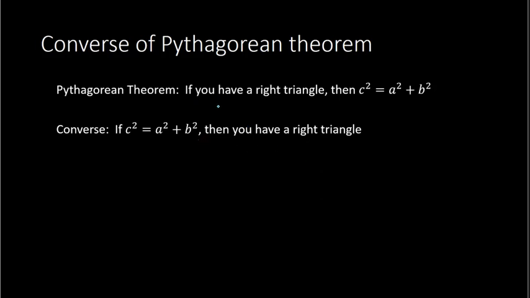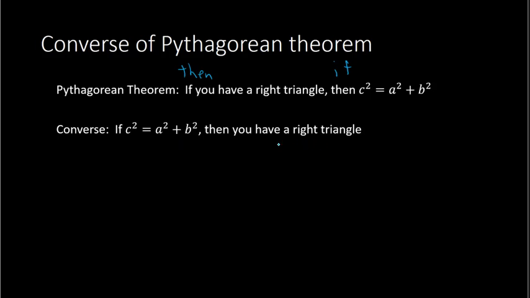So the Pythagorean theorem says if you have a right triangle, then this equation is true. The converse is when you switch the if and the then statement. So instead of if you have a right triangle, it'd be then you have, and instead of then c squared equals a squared plus b squared, you put an if with that part. So we have if c squared equals a squared plus b squared, then you have a right triangle.